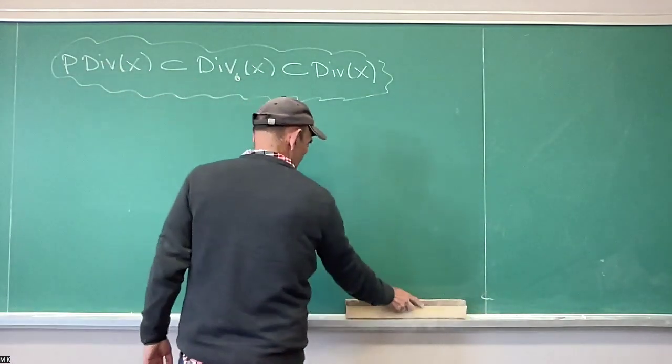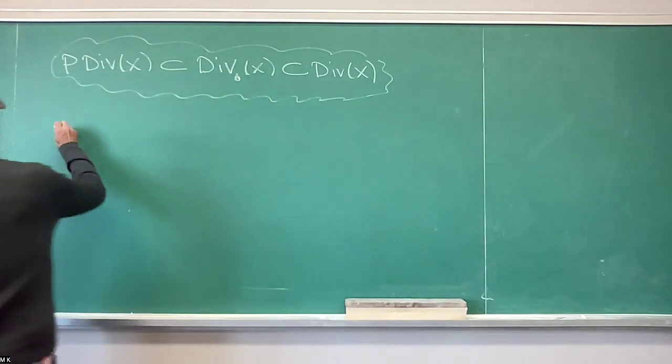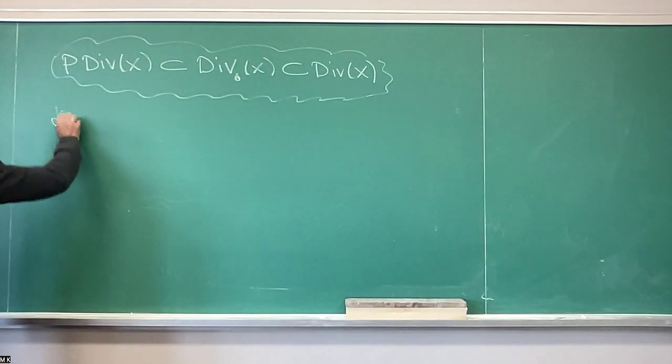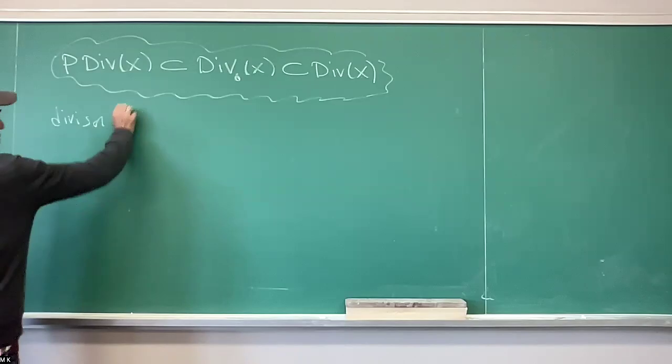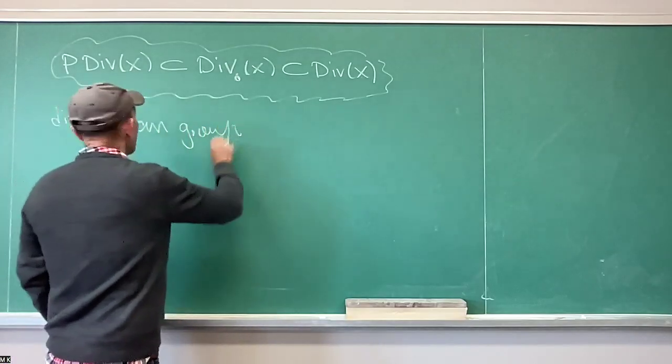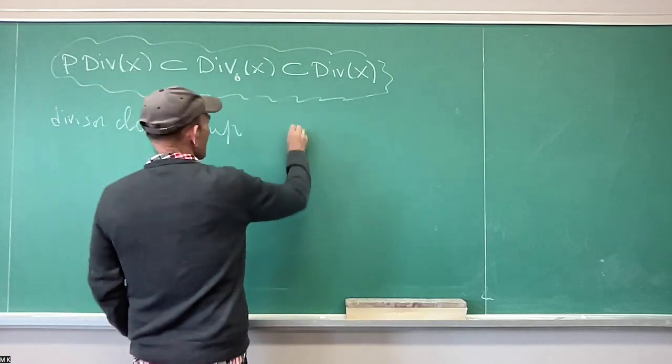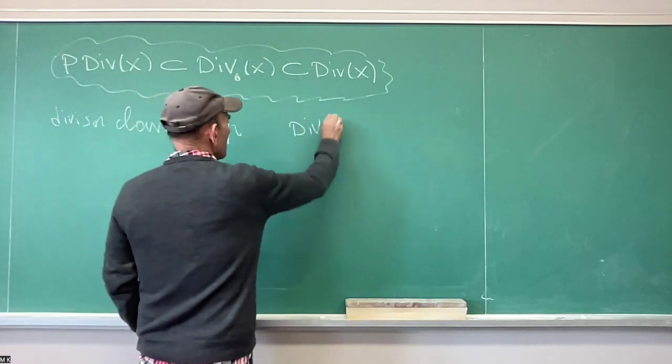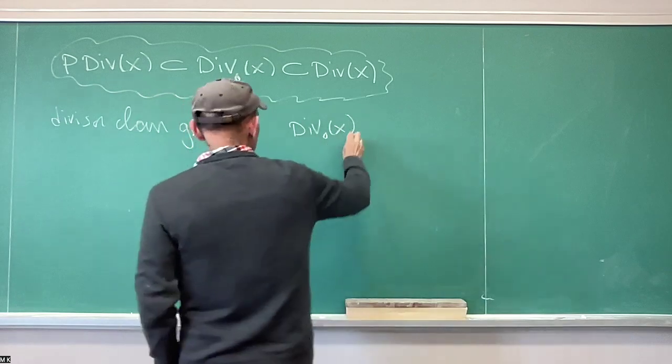So let me write it. The divisor class group, I don't have a notation for it, is the quotient of Div 0 of X divided by P Div of X.